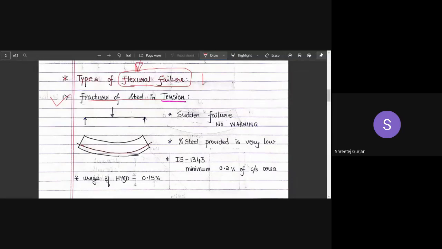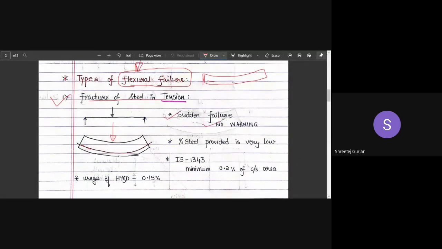Whenever your beam is under bending moment, it experiences flexural forces, and you have your steel here. You can see you have a steel tendon over here, and the beam is experiencing bending forces. It is bending. So when your steel fractures because of excessive force, there will be sudden failure.